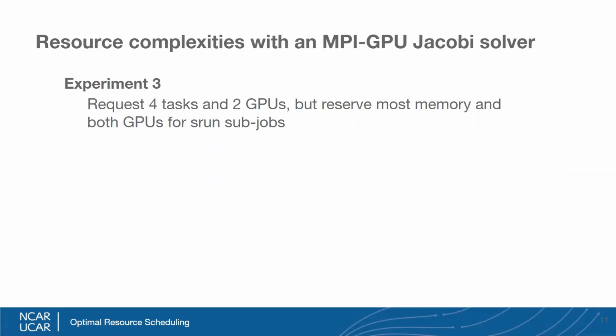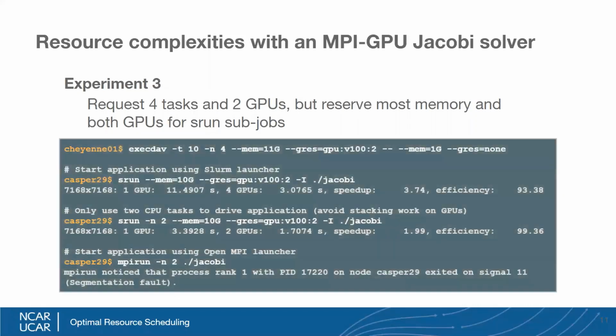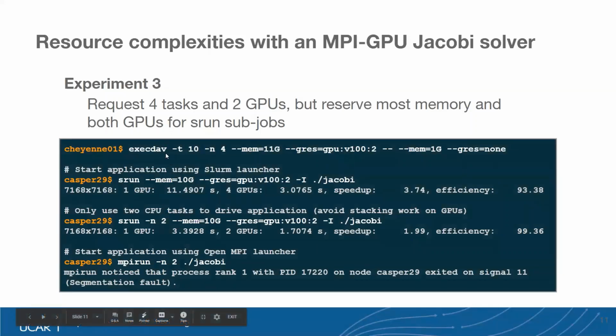Now, there's a third experiment here. In this case, I can request 4 tasks, because we know that's important to avoid the hyperthreads on the same physical core situation. And I'm going to request 2 GPUs, but here I'm going to reserve most of the memory and both of the GPUs for subjobs that I run using srun. So this is what this looks like. Again, it's a 10-minute job, 4 tasks. I'm going to ask for 11 gigabytes of memory instead of 10 now, because I'm going to reserve 1 gigabyte of that for the shell. And I'm going to ask for the 2 GPUs, but I'm not going to assign those to the bash shell.